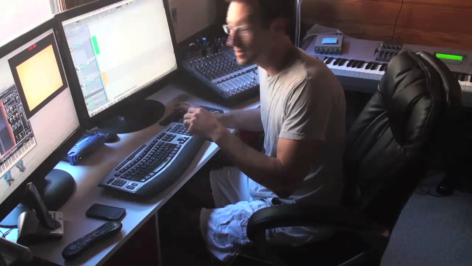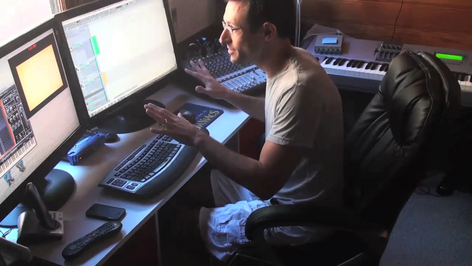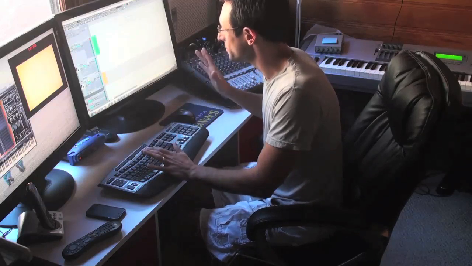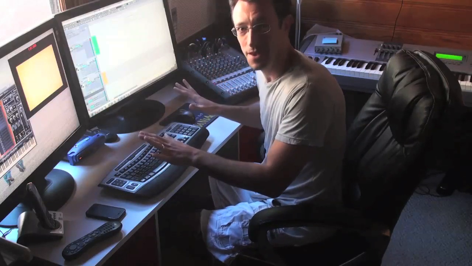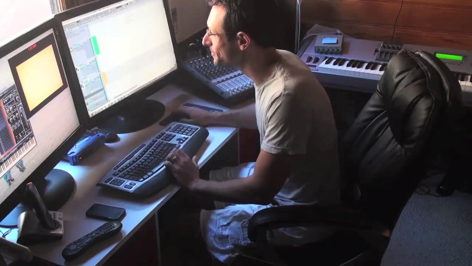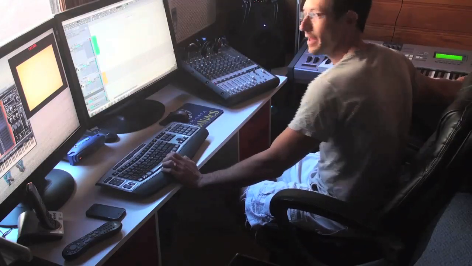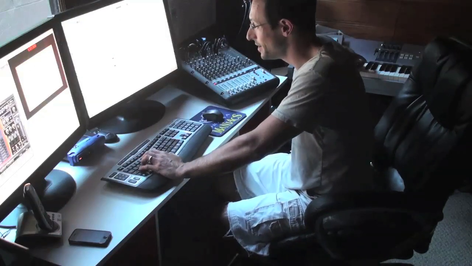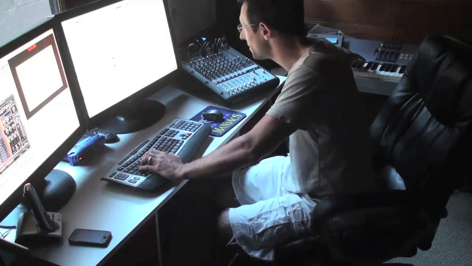So here we go. I'm sitting down to begin writing the score. I'm about to put in the first note, which is going to be a gong hit right off the bat. That's the one right there. I'm going to add some French horn, one of my favorite instruments.